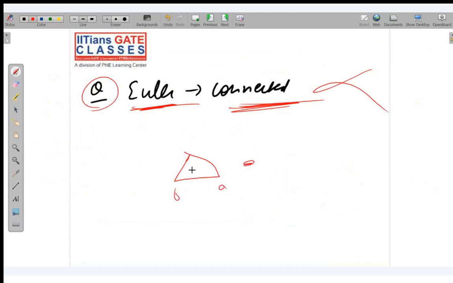See this: A, B, C, and D. So you start from C. So you will say C, A, B, C. That's it. You have covered all the edges, and from where you started, you come back. I have not said anything about vertices. You have to cover all the vertices in Euler? No. All the edges are covered, that's it. So Euler implies connected? No, it is wrong. This is an Euler graph.